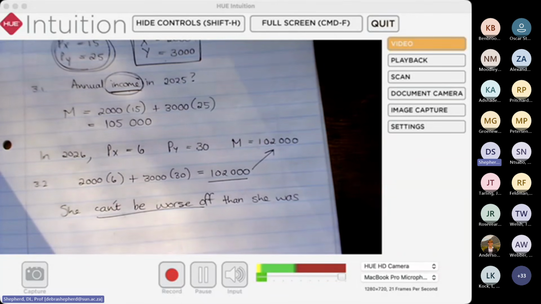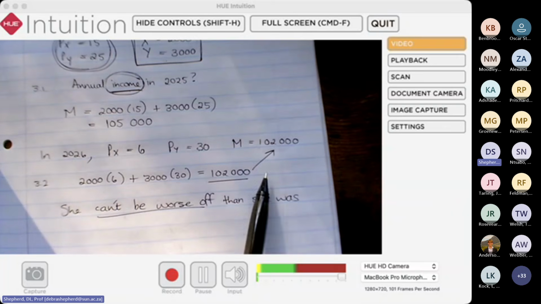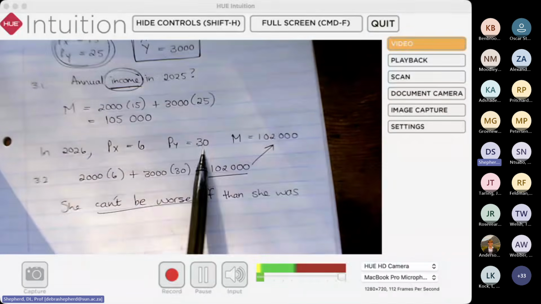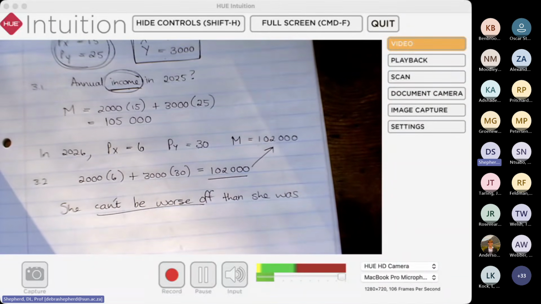So if you get a question in the A2 where you get values like this, and the question says, is this person worse or better off? As long as you can prove that they can still afford their original best affordable bundle, given the new prices and income, as long as they can still afford that, they can't be worse off.